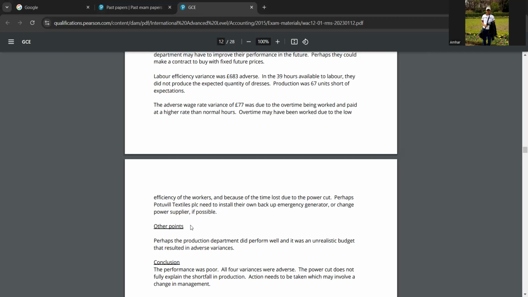Okay. Perhaps Potterville Textile PLC need to install their own backup emergency generator or change power supply if possible. So you can say the disadvantage is that the power cut has occurred, right? That's why the laborers took overtime. Plus they were not highly skilled or trained, so their efficiency was low. So for the power cut, you can say they may need to install their own backup emergency generator, or they have to change the power supply if possible. So you can give those evaluations.